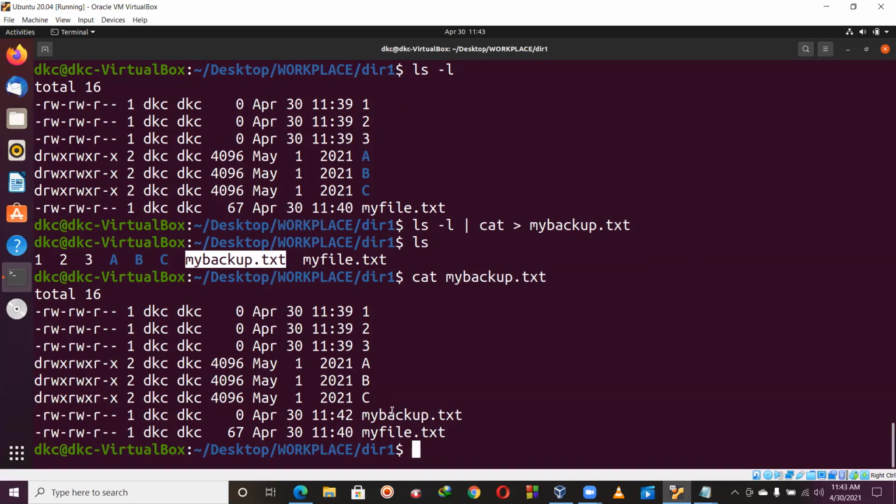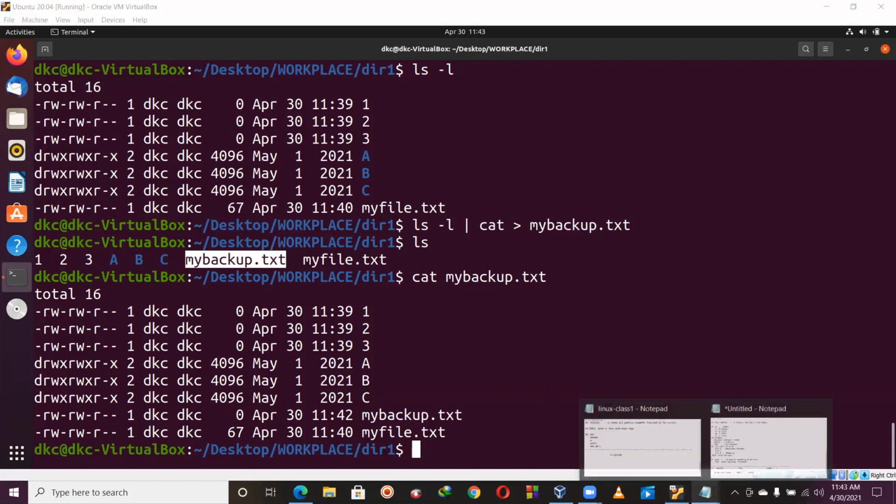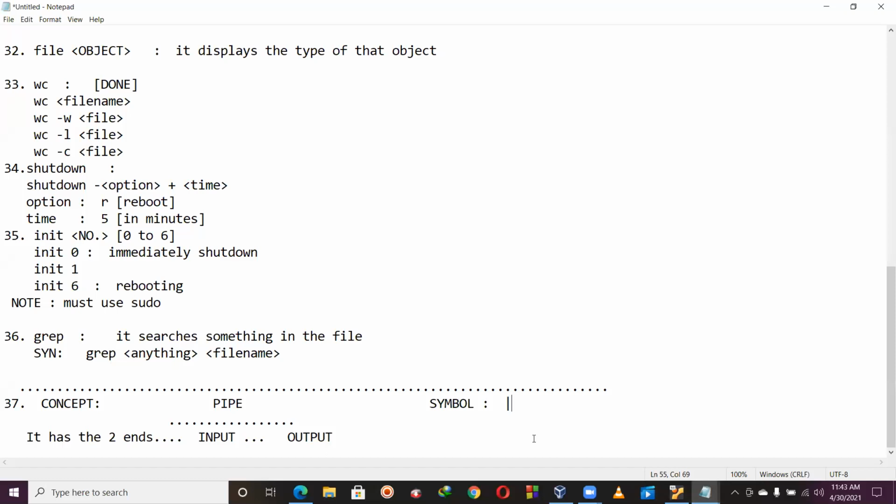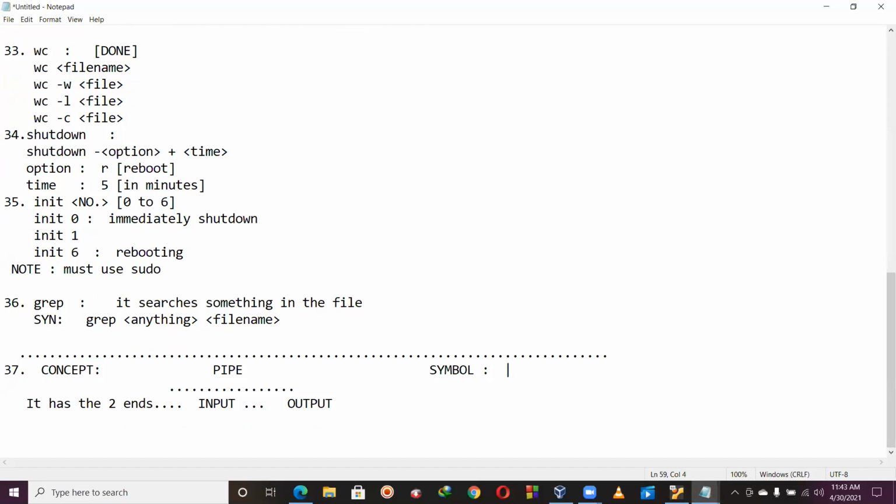So very useful or not? So you can use the pipe. So this is the concept. Let me go to my notepad, and what happens? Here I'm writing, its syntax is what? How to use it? I'm giving the example. So ls -l pipe sign, and here cat greater than sign my backup.txt. Got it?